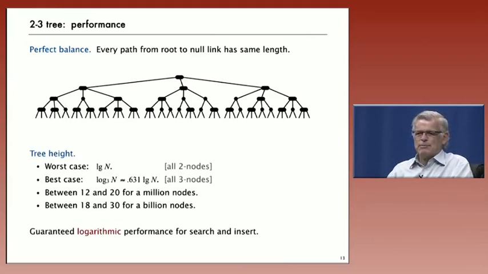And those are pretty small numbers. For 1 million nodes, that's between 12 and 20. And if it's a billion nodes, that's between 18 and 30. Those are remarkably small numbers. So we're going to have guaranteed performance, even for huge databases. We're going to be able to guarantee that we can get search and insert done with just 18 to 30 operations. That's quite remarkable, really.